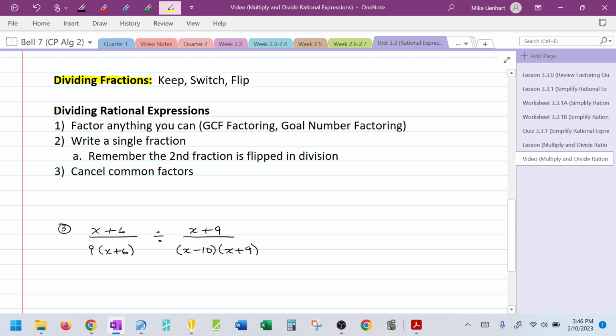So how do I divide rational expressions? Step one, factor anything you can, whether it's GCF or goal number factoring, just like we did for multiplication. But step two, when we write that single fraction, we got to be careful. So remember that the second fraction is flipped when we're dividing. So what does that mean? Well, we'll see in just a minute. And then we're going to cancel common factors.